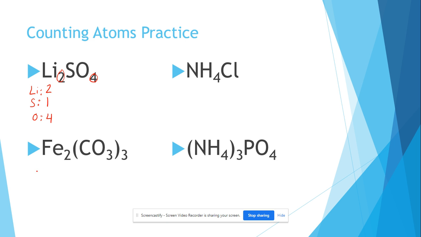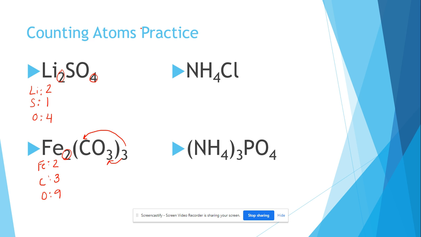Down here, let's do an example with parentheses. We have 3 elements: iron, carbon, and oxygen. Here, my subscript tells me 2 iron, but here I have parentheses with a number on the outside. Remember, whenever you have parentheses in math, you distribute it to both numbers, or in this case, both elements. So 3 times 1 carbon gives me 3 carbon. And 3 times 3 oxygen, 3 times 3 is 9 oxygen. So I want you to go ahead and try these 2 on the right, and let's see if we get the same answer.